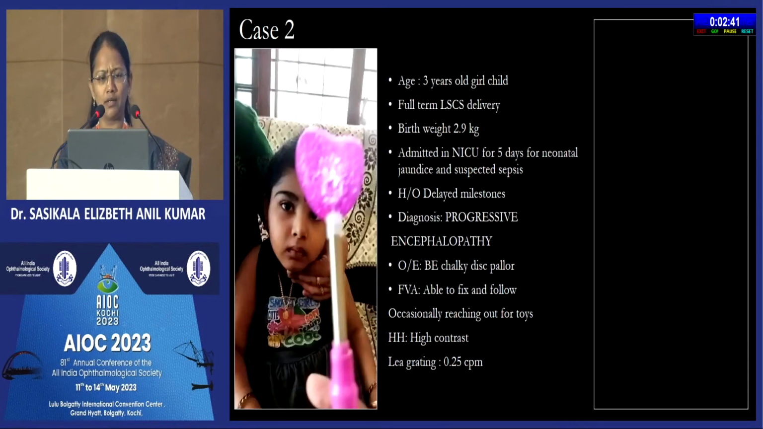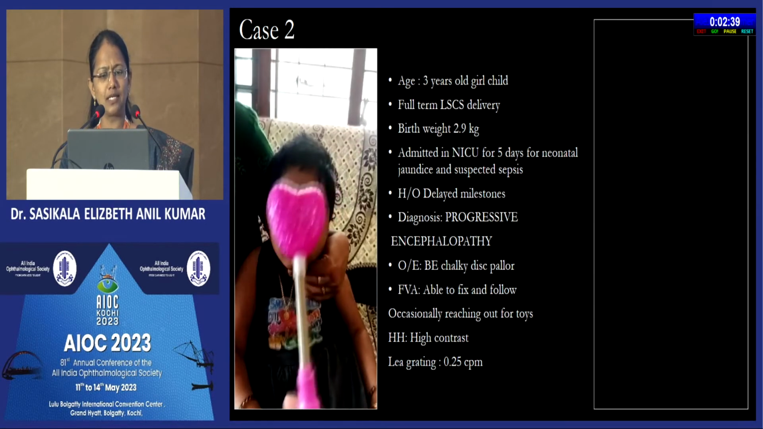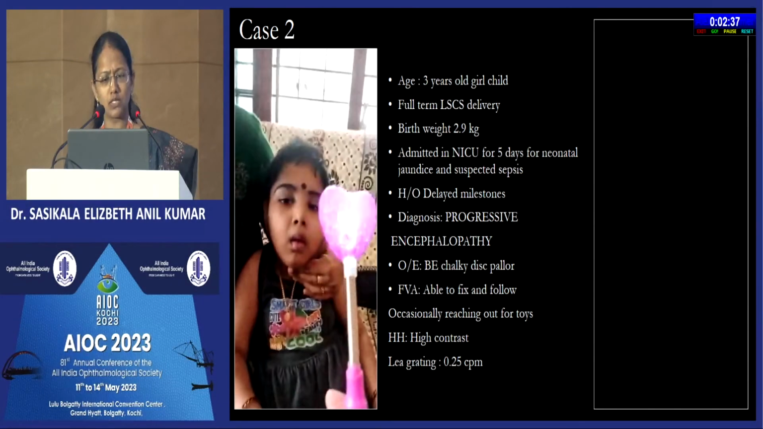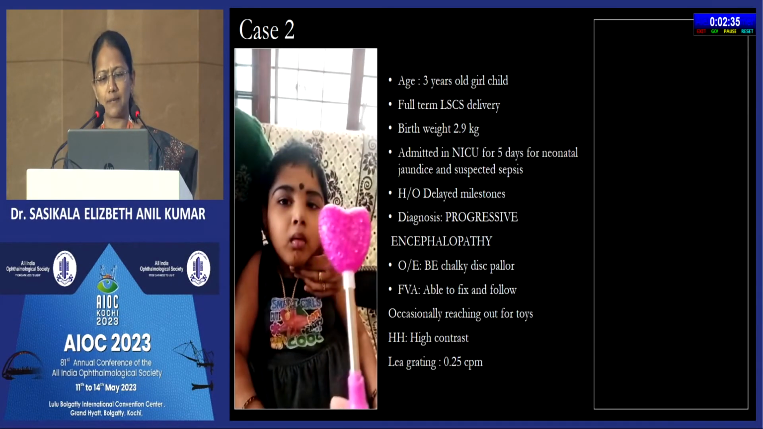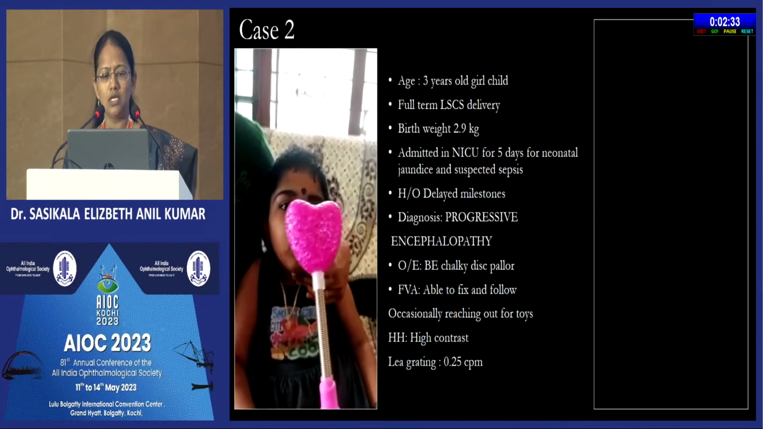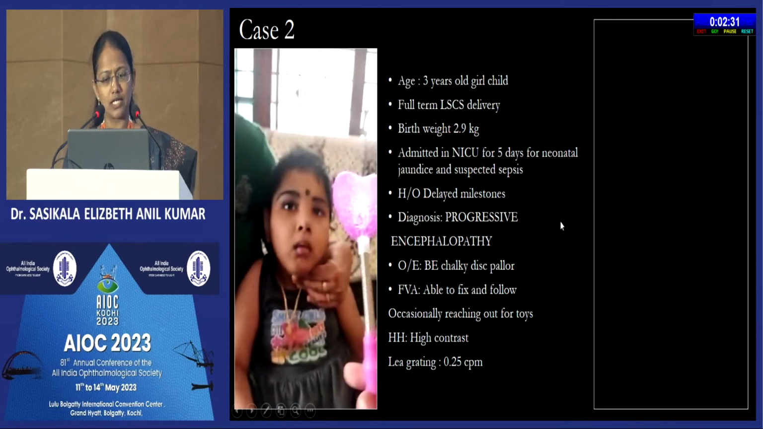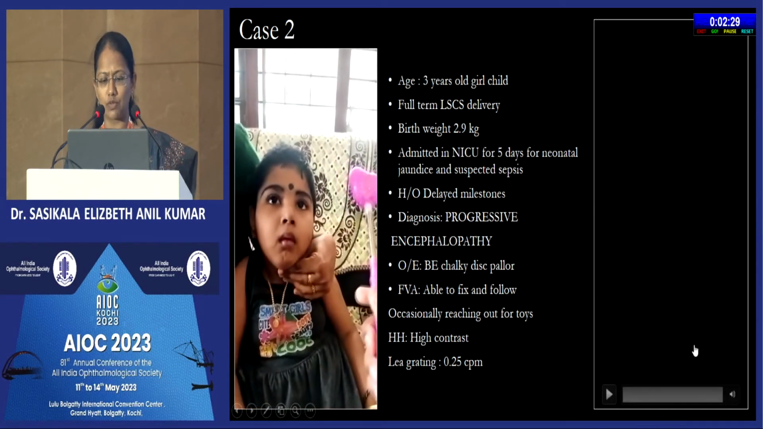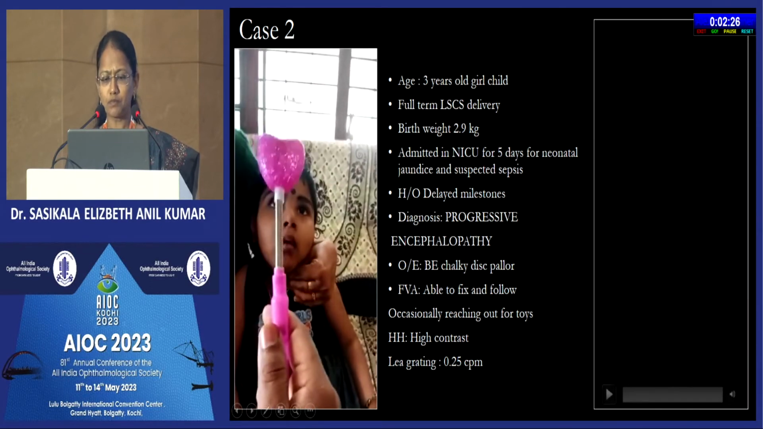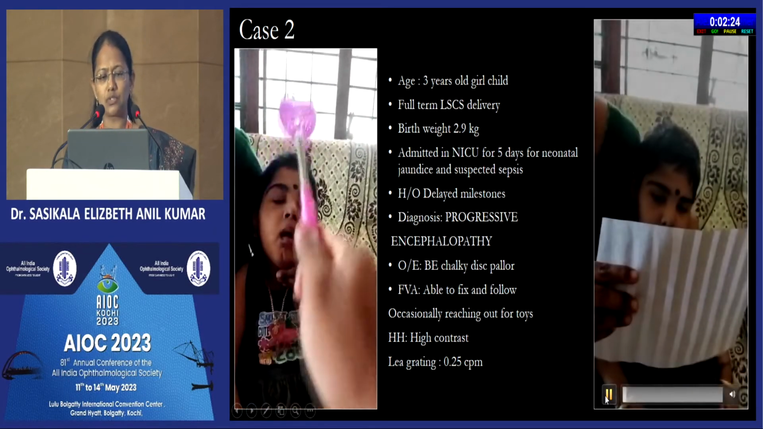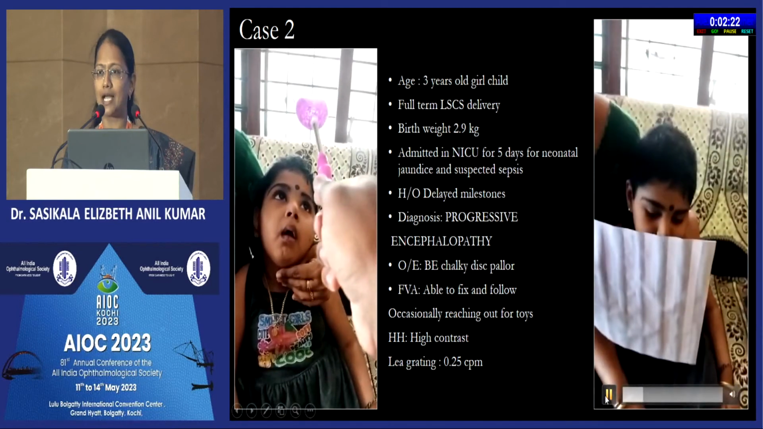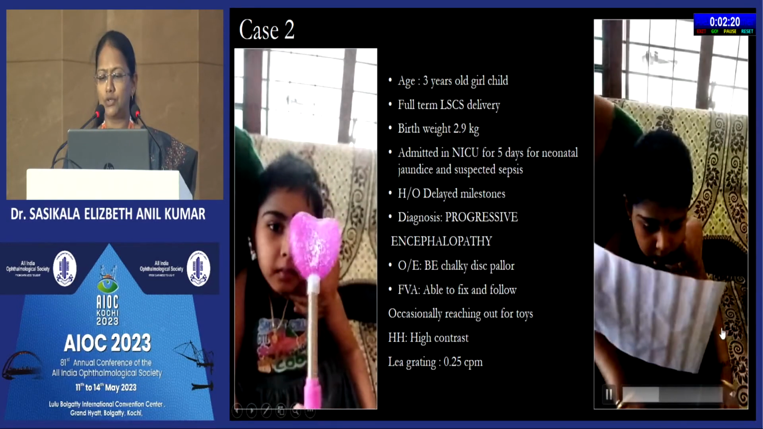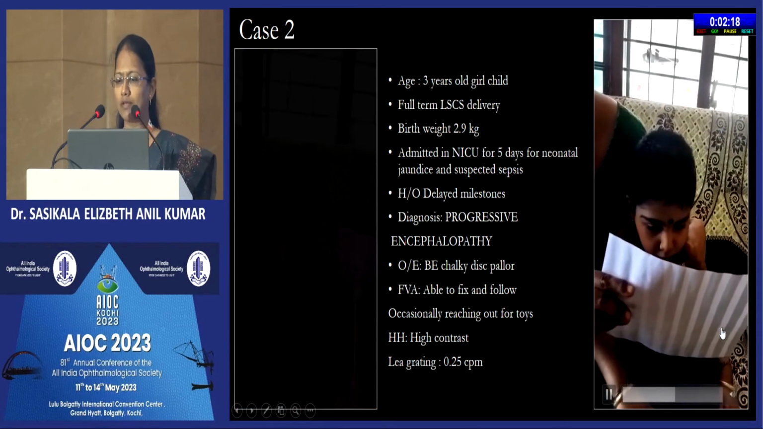This is a 3-year-old child who was brought to us. She had neonatal sepsis and delayed milestones. She was only responding to high contrast. She had a progressive encephalopathy. Her Lea grating was only 0.25 cycles. So the parents understood the degree of visual acuity that she had and were able to use things that were at home; they were able to be creative.